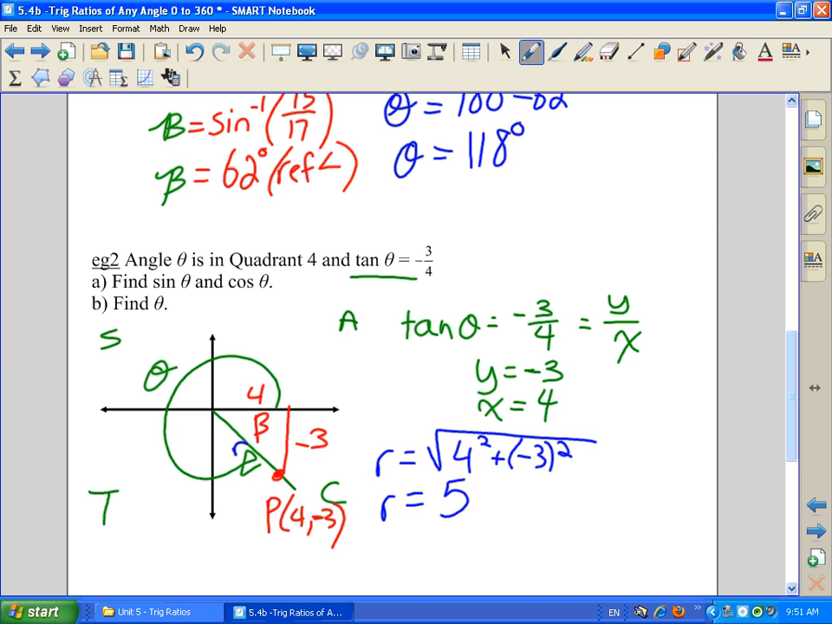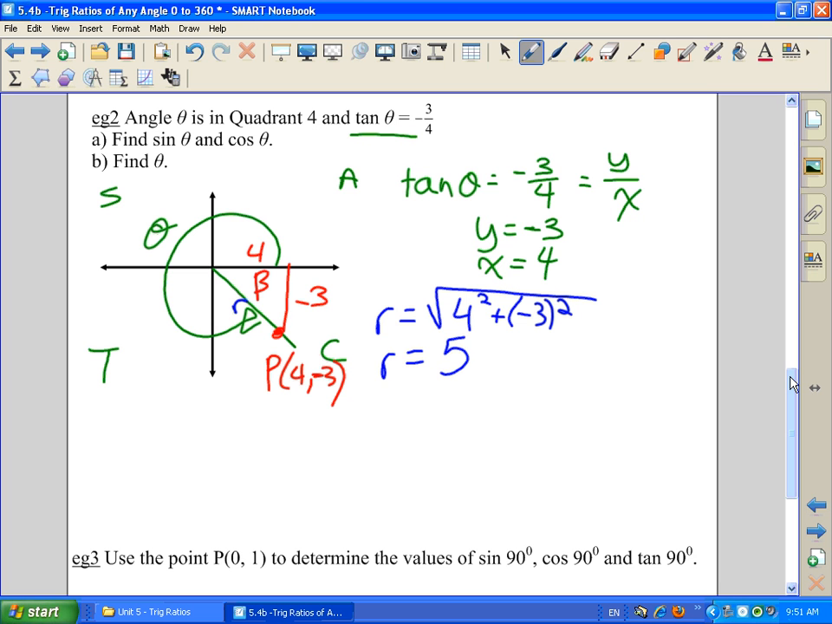You may have recognized that as a different type of special triangle, a 3, 4, 5 triangle. You may see that in future lessons as well, if you didn't recognize that. So now that we know r, x, and y, we can now do the sine and the cos of theta. So plugging that in, sine theta equals, again, you should remember that it's y over r, which equals, in our case, negative 3 over 5.